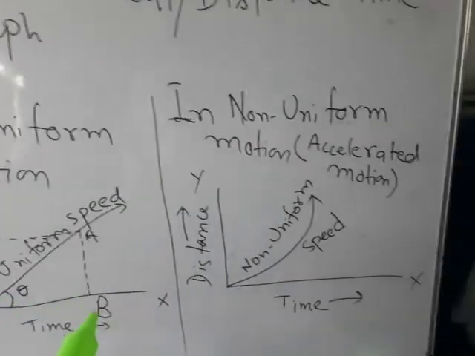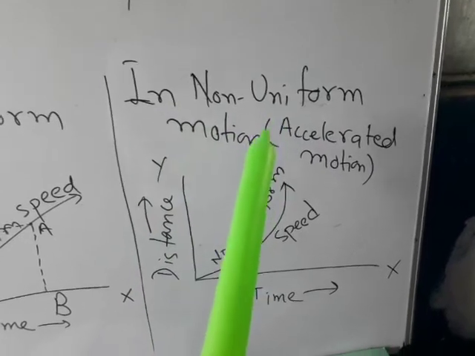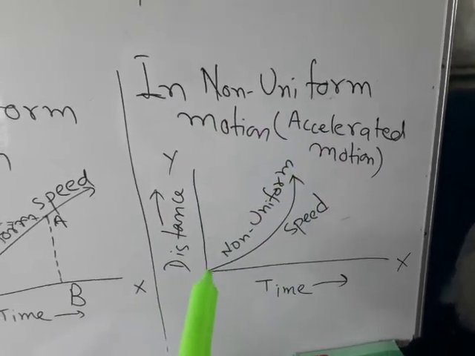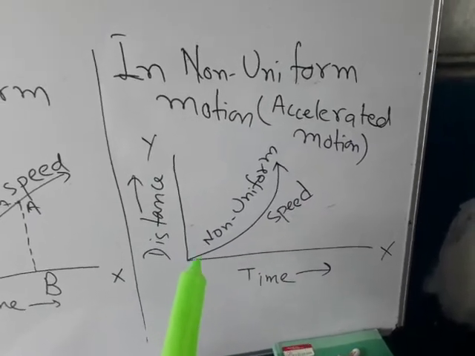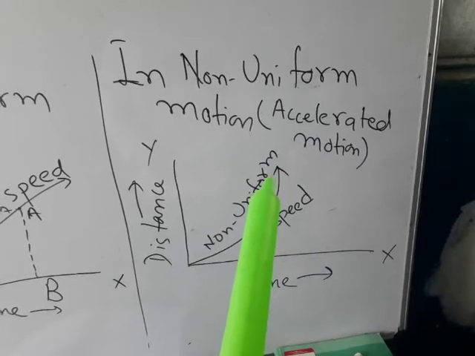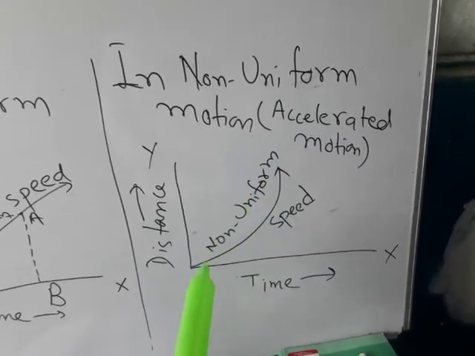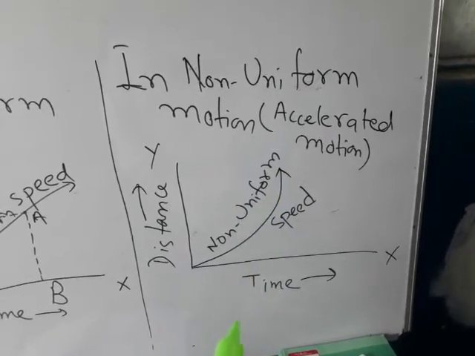But in non-uniform motion or accelerated motion, the dt graph, that is, the distance time graph, will be a curved line going upward, which is also called a parabola.